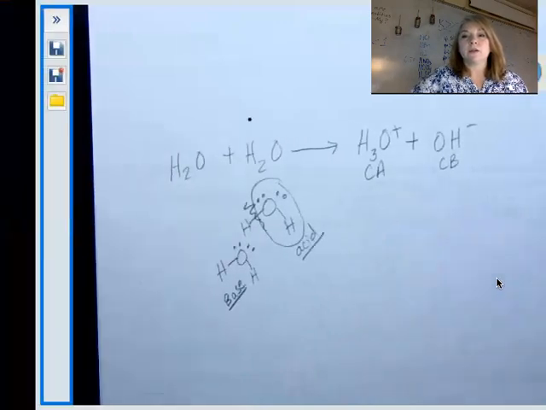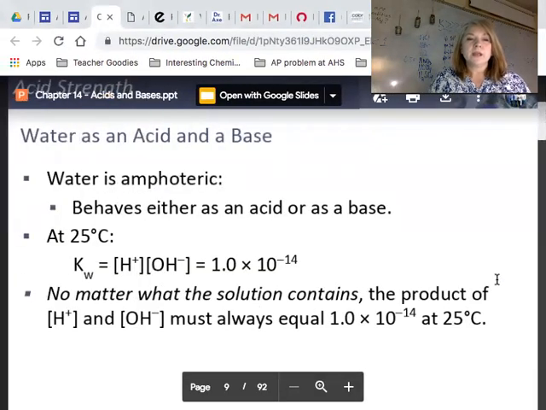So let's get back to our definitions here real quickly. Okay, so water is an amphoteric species. It behaves as either an acid or a base.